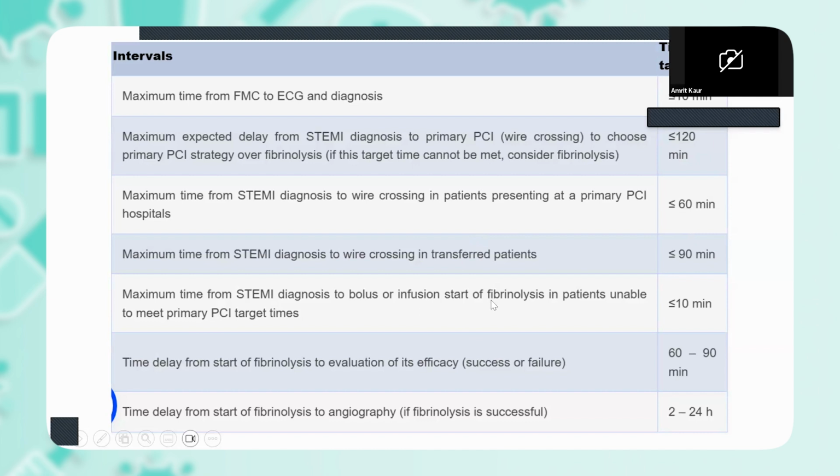If you are doing fibrinolysis, it should be started within less than 10 minutes. Observe them for 60 to 90 minutes to see if your fibrinolysis was successful or failure. And then after your fibrinolysis is successful, within 24 hours, you should do an angiography.